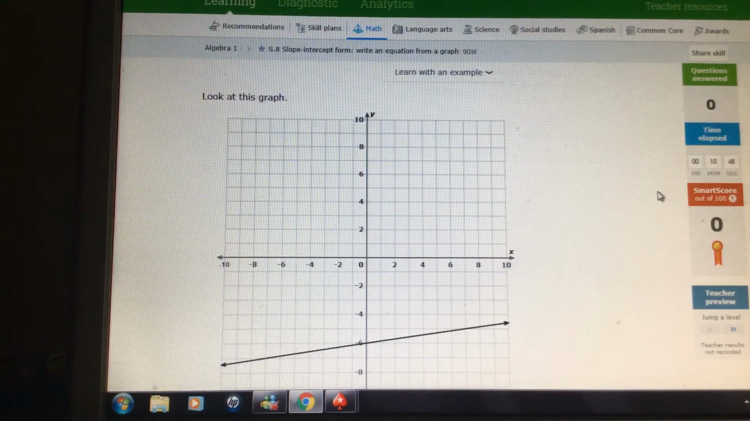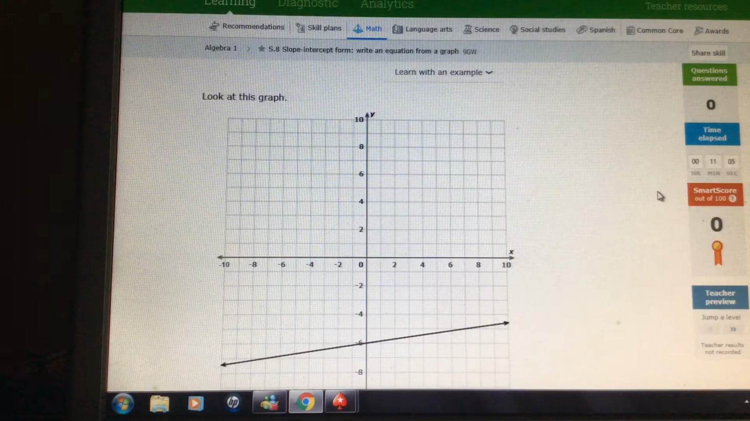Today, we're going to focus on writing an equation from a graph. This should be review for you. So, let me show you how I would set it up. So, we're in Algebra IXL S as in Sam .8 in the Algebra section.